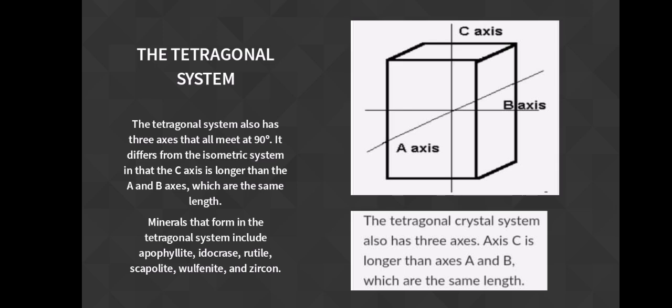Second is the tetragonal system. The tetragonal system also has 3 axes that all meet at 90 degrees. It differs from the isometric system in that the C axis is longer than the A and B axes, which are the same length. Minerals that form in the tetragonal system include apophyllite, iodocrase, rutile, scapolite, fluorite, and zircon.